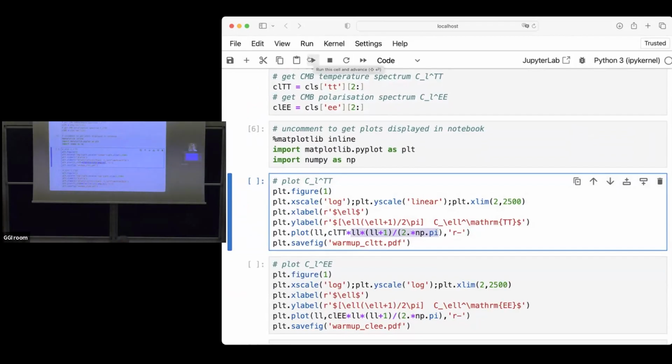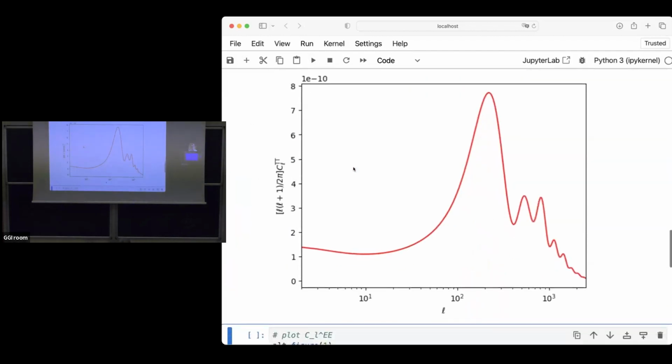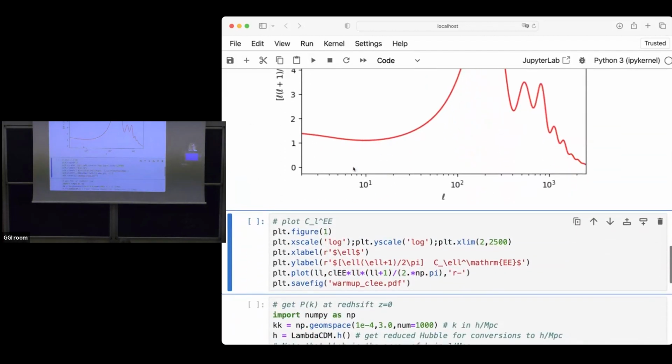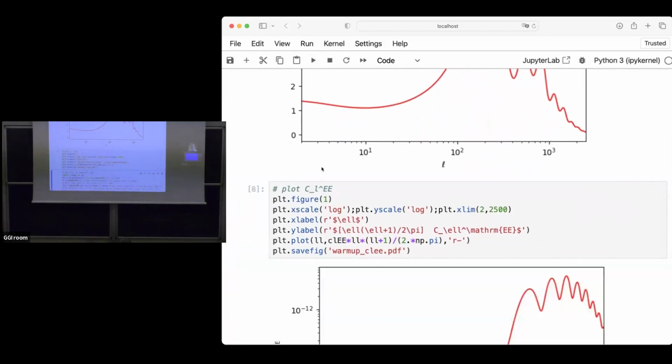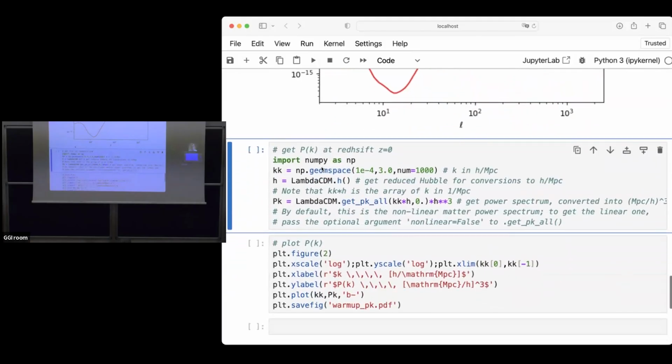I did not have time to explain it in the lecture. It's a bit technical, but there is a good reason. We get our CLTT plot, and the same for CLEE. And now we want to plot the matter power spectrum.